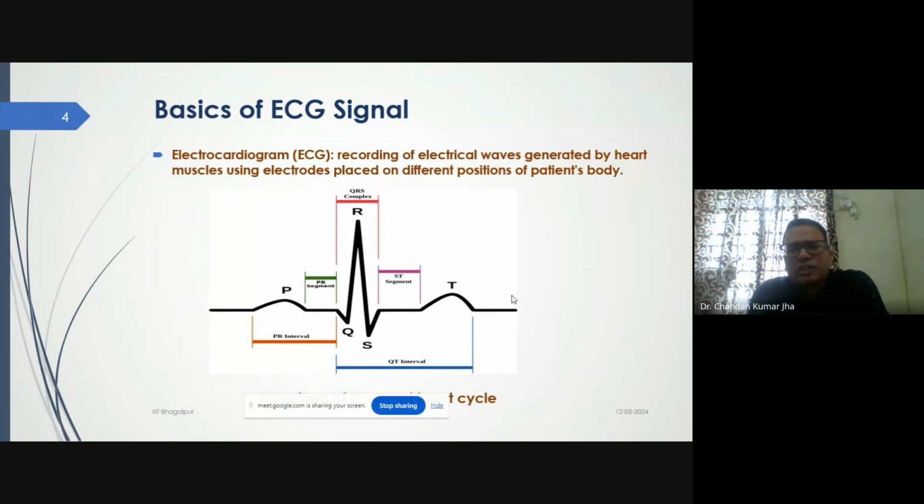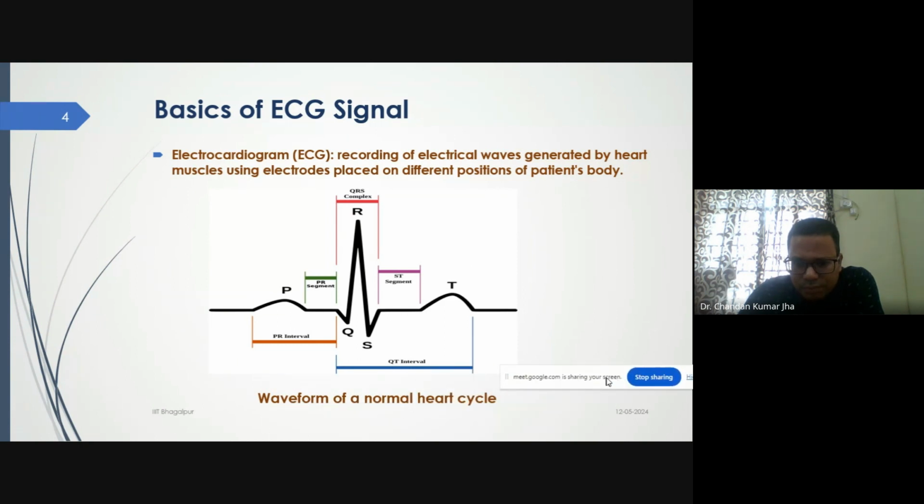If you measure the electrical waves over one heart cycle, it looks like what is shown in the presentation. It is the recording of one cycle of the heart, so it represents the normal heart cycle. You can see the different parts of it: the P wave, the QRS complex, this part is called the ST segment, and this is called the T wave.